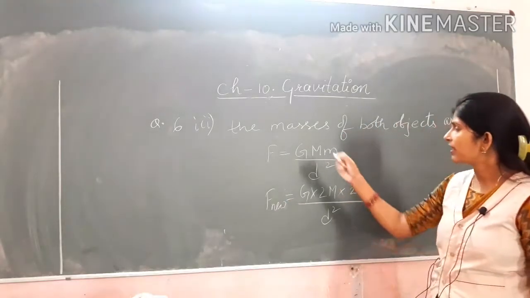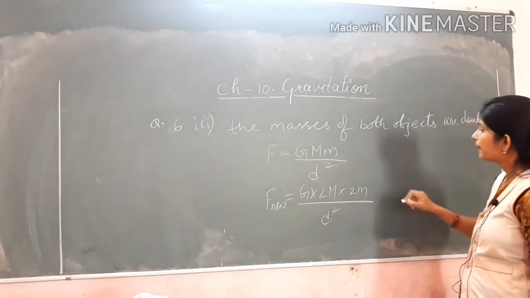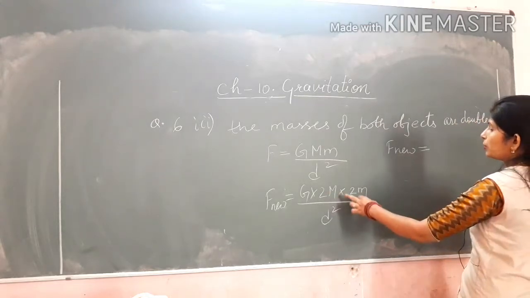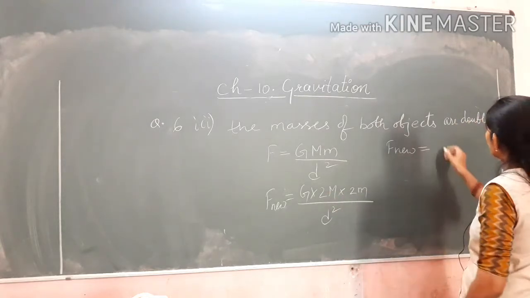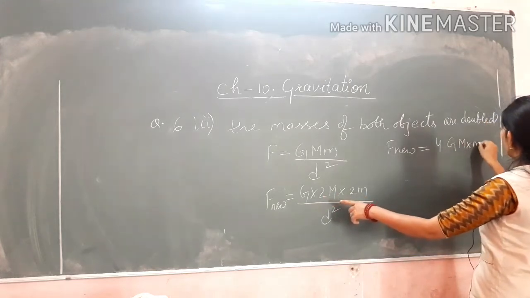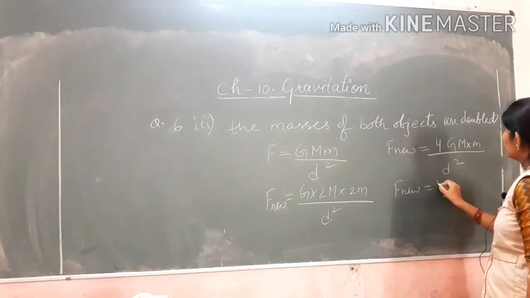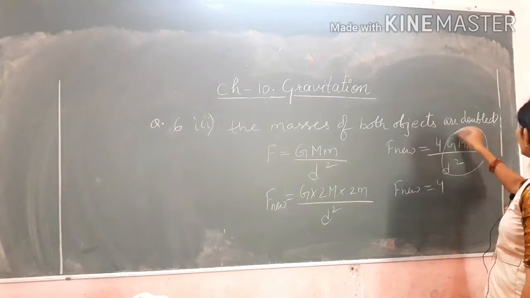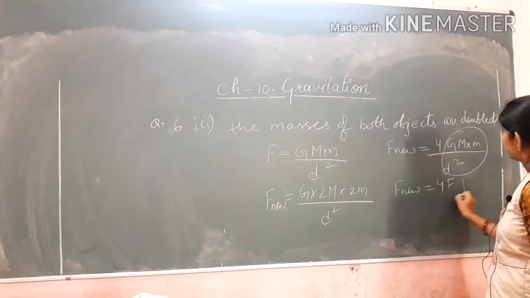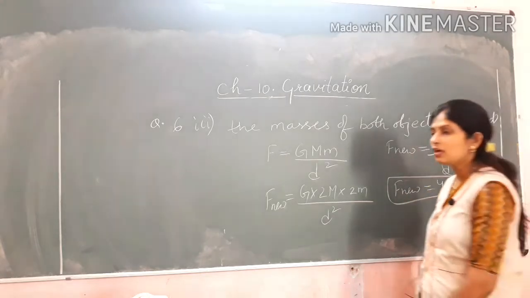So, in place of F, we will write F new, which I have already written. Now, F new is equal to G into twice M into twice m upon d square. It can be written as 2 into 2, 4 GMm upon d square. F new is equal to 4 GMm upon d square, which is equal to F. So, in place of this we can write F. So, new gravitational force is 4 times the old gravitational force.